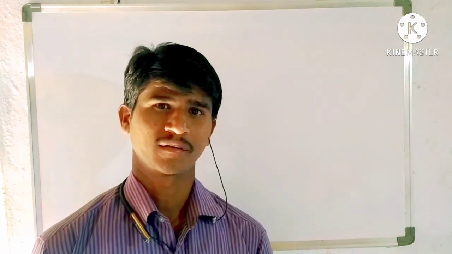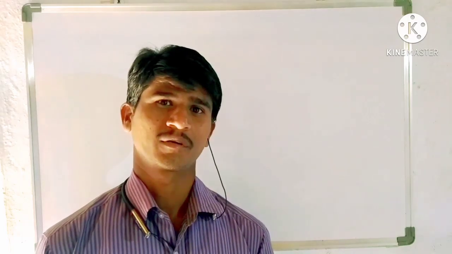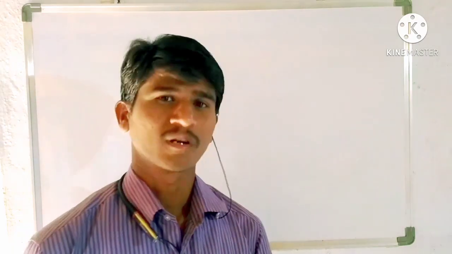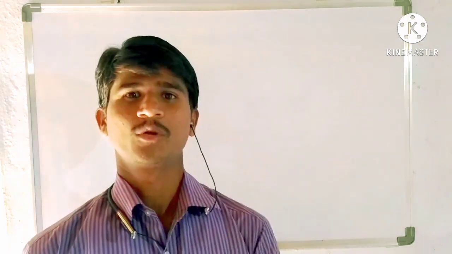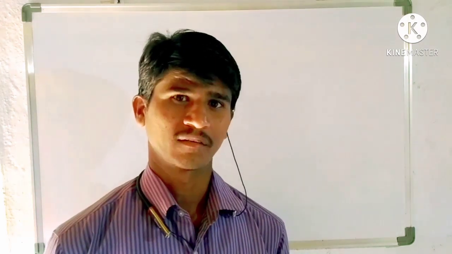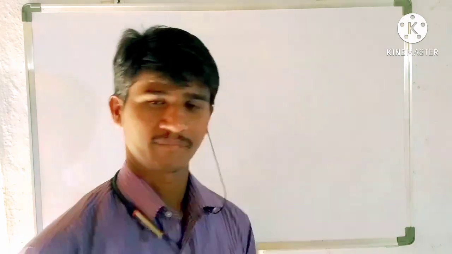In part 1, we discussed the definition of organic chemistry. In part 2, we discussed why carbon forms more number of compounds. Now this is part 3. In this part 3, we are going to discuss Lewis structures. Let us start the topic. What is Lewis structure? Let us discuss.